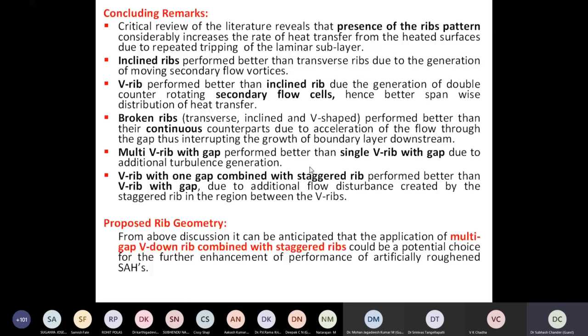Multiple V-rib with gap. It means now the gap is coming into the picture. Why are we bringing in the gap? Because we are concerned with the pressure penalty also, right? So heat transfer as well as pressure penalty, both, so that we are going to get the overall gain.